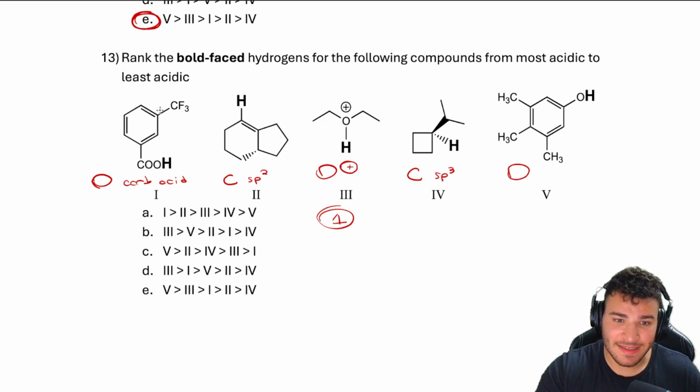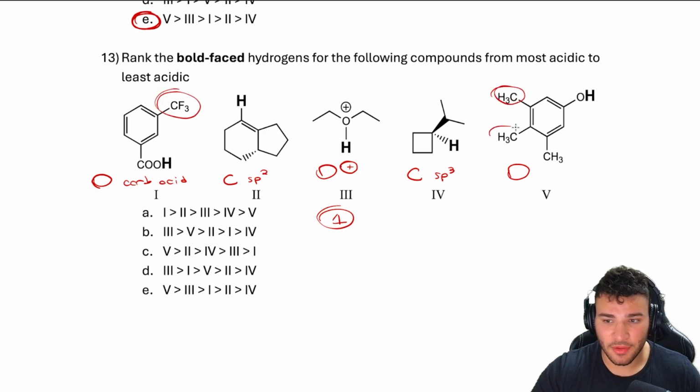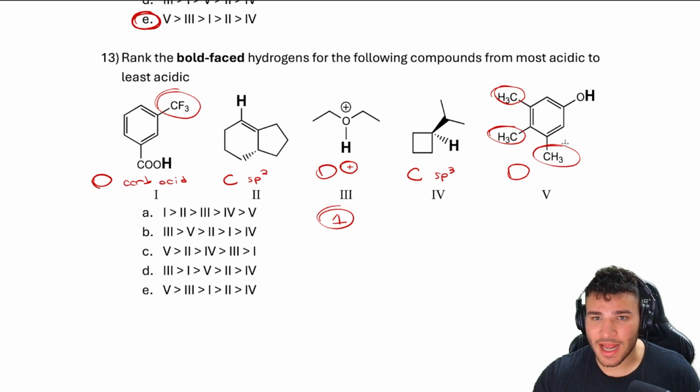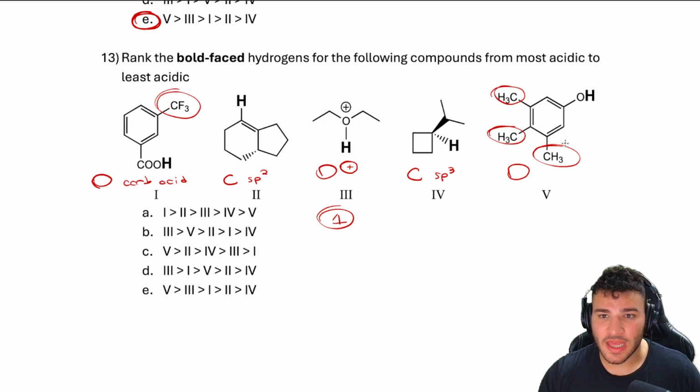And so you're looking at the CF3 and these methyl groups. Now, one thing that you have to remember is that methyls, additional carbons, are kind of the opposite of inductive effect. They reduce the acidity. They are not electron withdrawing. They don't have strong electronegativity. They're fairly weak compared to other atoms.